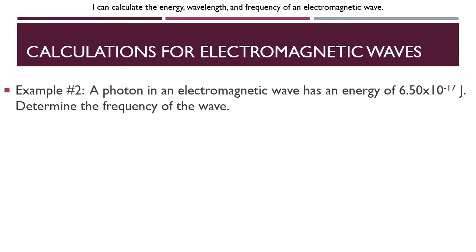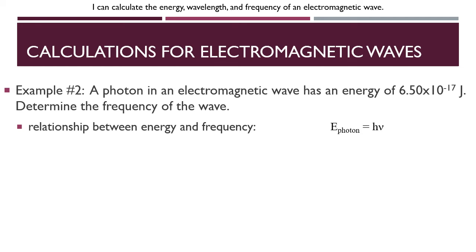All right, let's look at another example. A photon in an electromagnetic wave has an energy of 6.50 times 10 to the negative 17th joules. Determine the frequency of the wave. So like before, this question, we're looking at the relationship between energy and frequency. And so we're going to start with that same equation: the energy of a photon equals h times nu.